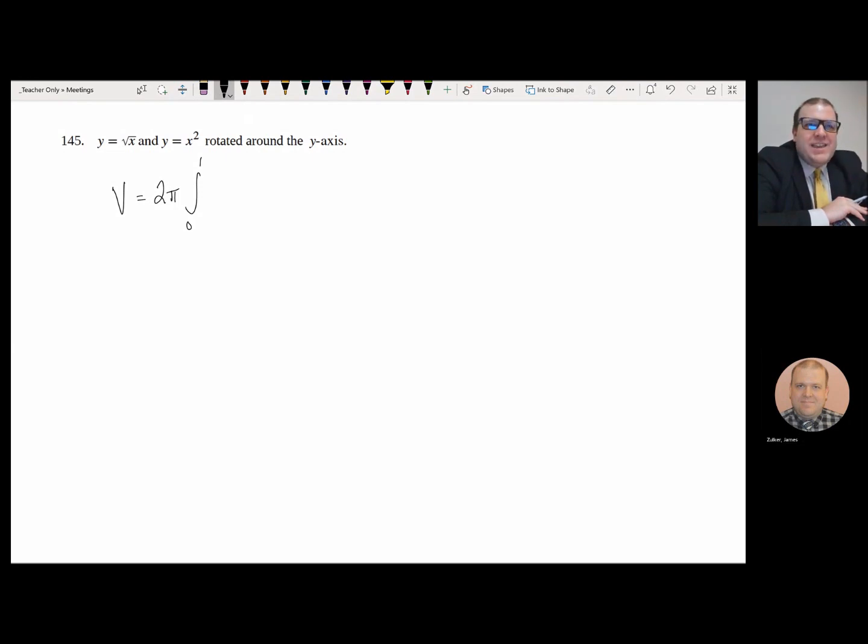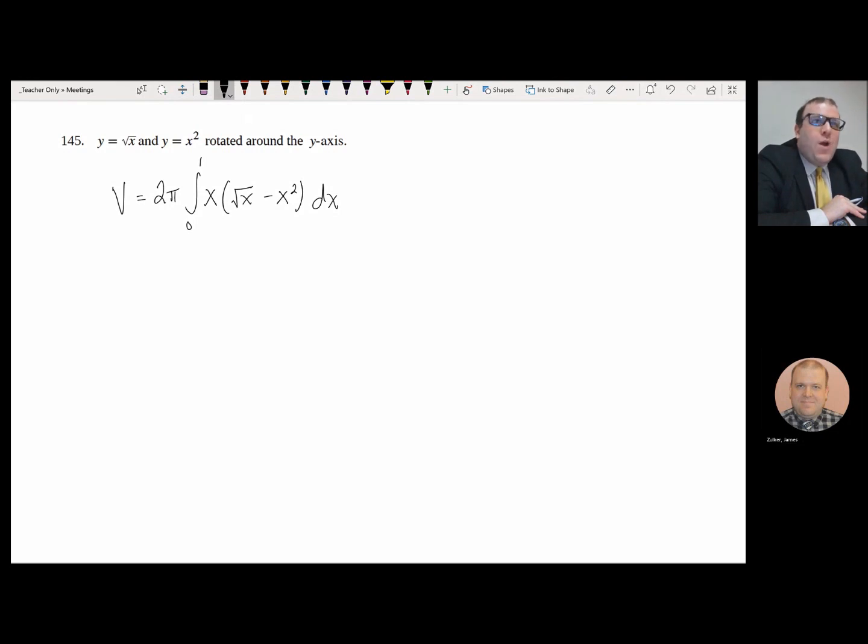Now, what is the radius? Do we have more than one curve? Which means we're going to have a difference of heights, right? Larger height, smaller height. Over 0 to 1, root x is larger. From 0 to 1, it is, right?